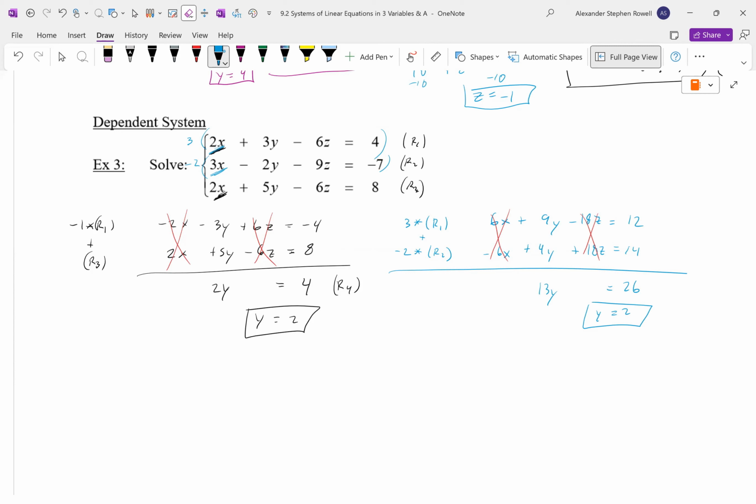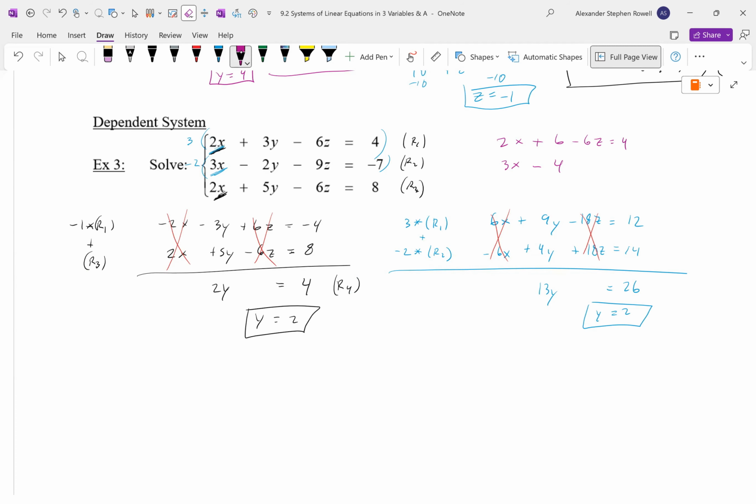Okay, so y is equal to 2 means we can plug that into all three equations, essentially. So that would give us 2x plus 6 minus 6z is equal to 4.